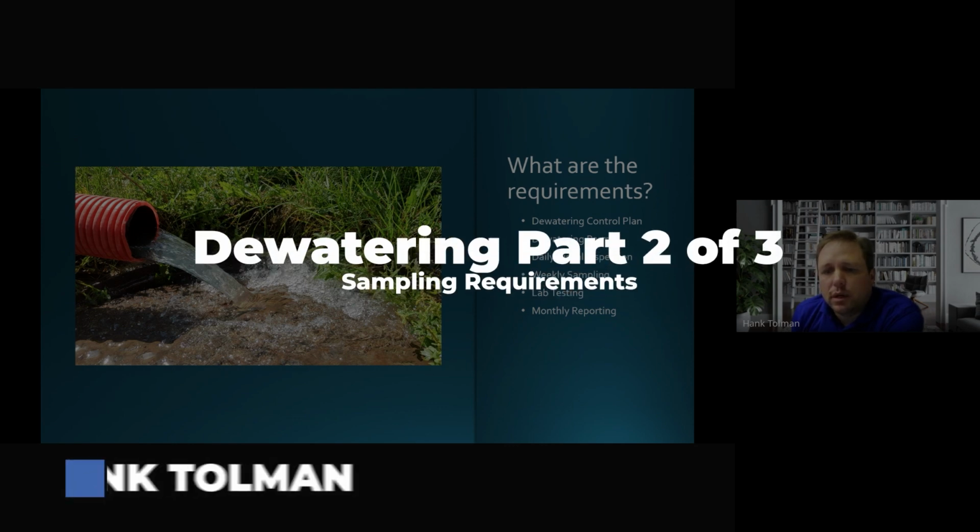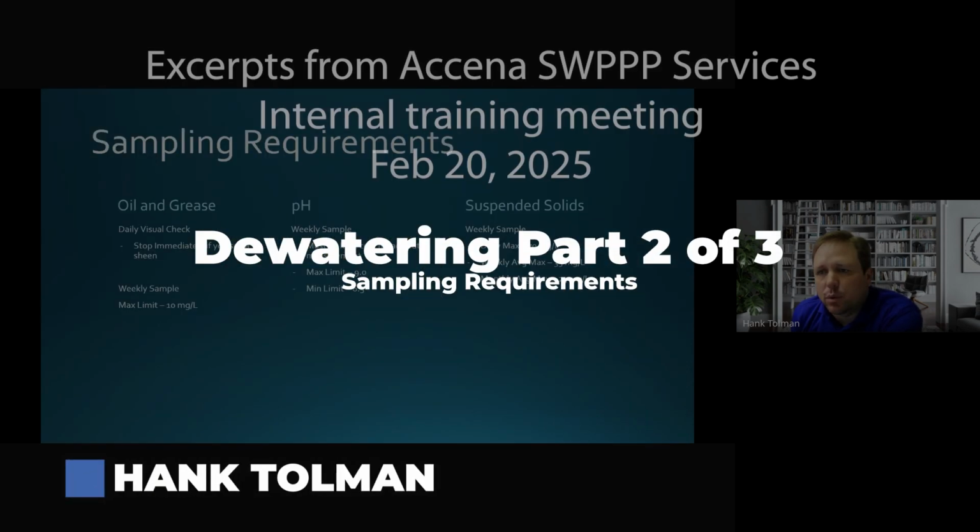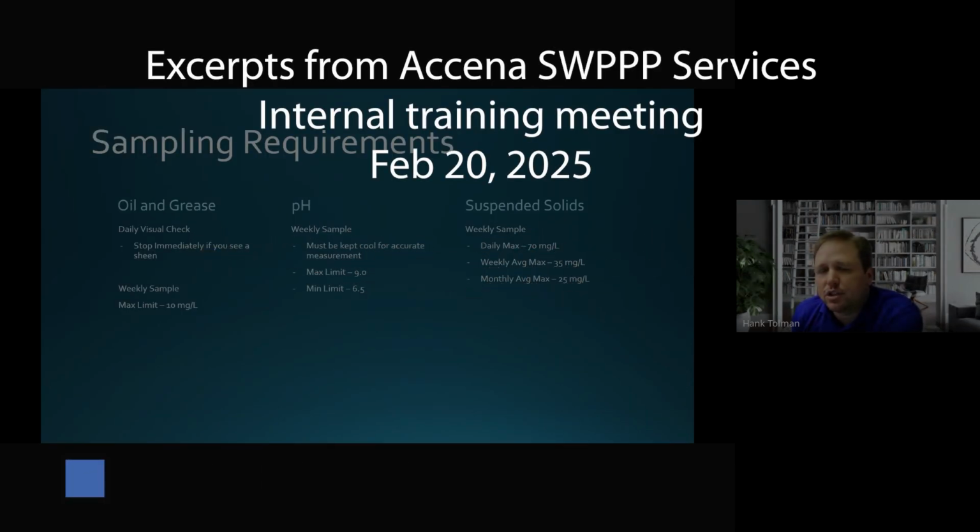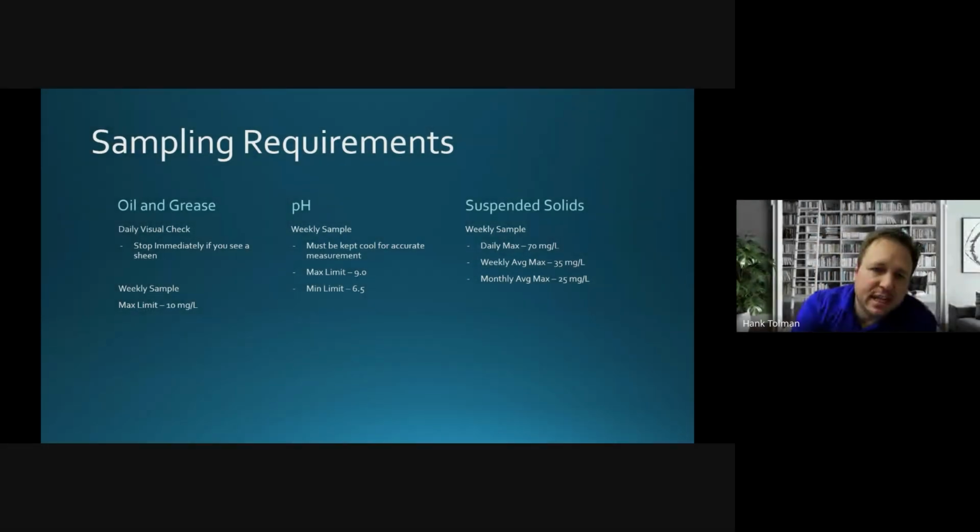Okay, so next up, we're going to talk about the sampling requirements. When we talk about the sampling, there's two things that have to be done with the sampling. The first one is a daily visual check. Okay, that's the one we talked about. It has to be done daily. We cannot do this for our clients, and they don't want us to either.